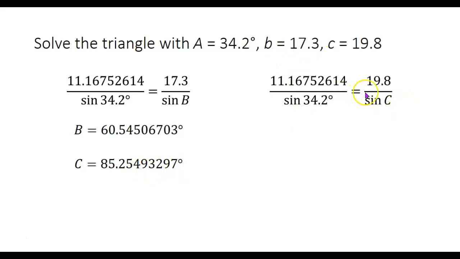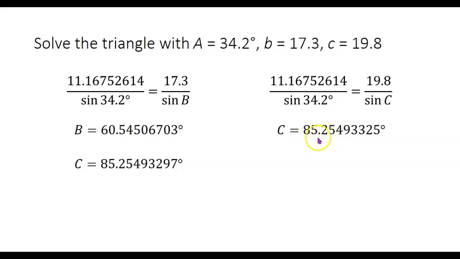If we use the law of sines directly on C, we would get that C is 85.254933233325. It still isn't quite the same because we still did a little bit of rounding. The exact value of a actually has more digits after this, but we came pretty close. It's 85.2549 something.